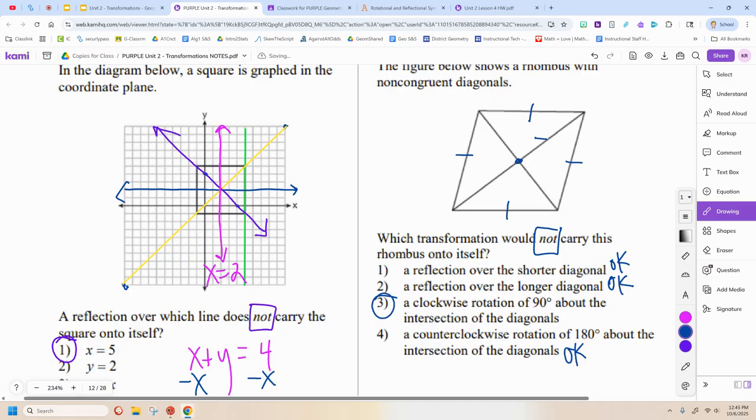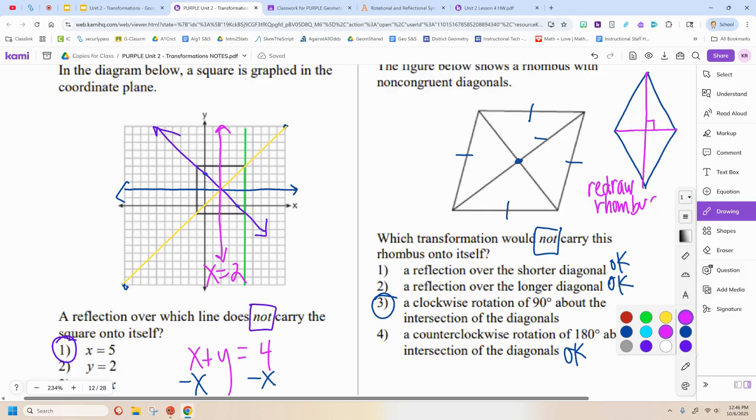Sometimes I redraw things. My favorite thing to do for a rhombus is actually draw it this way. So we all know about a diamond on a deck of cards. So I always draw a rhombus this way so I can really see the following. Can you guys see that this is a right angle? Those diagonals form 4 right triangles that are all the same. So I always redraw my rhombus if it's not presented this way. Okay, so that's like the diamond in a deck of cards.